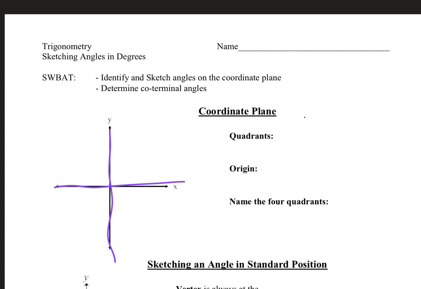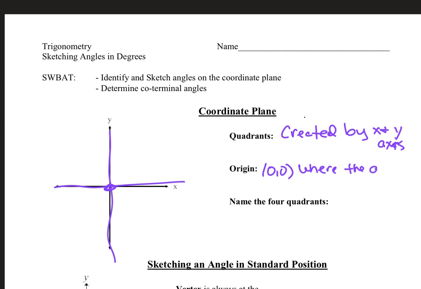So quadrants are created by the x and y axes. The origin is the center, the coordinates 0, 0, where the axes meet.